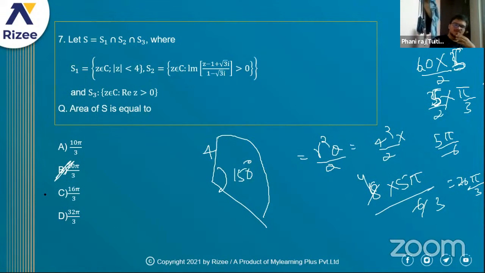You see many problems like this. That's why I suggest you go through the geometry of complex numbers again and again. Just go through the complex numbers again and again.